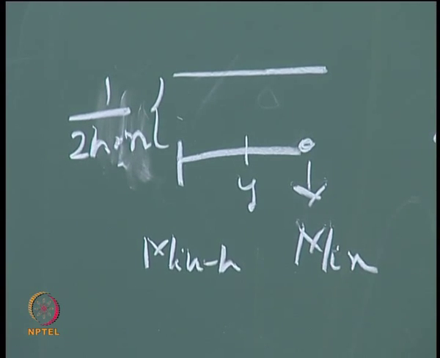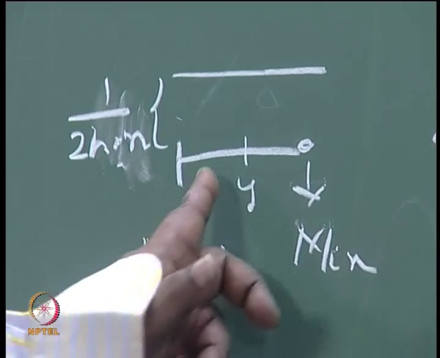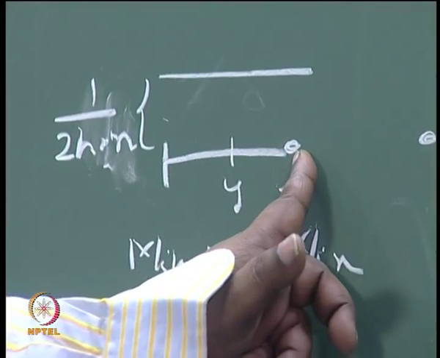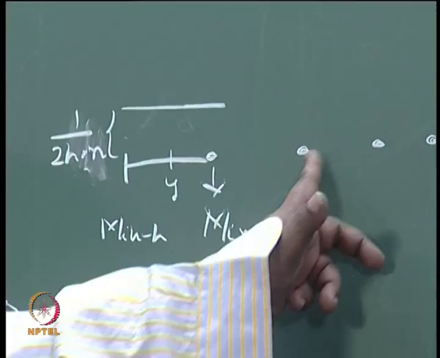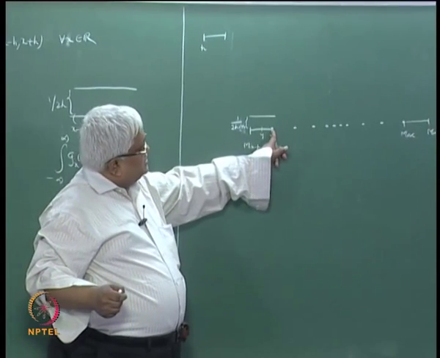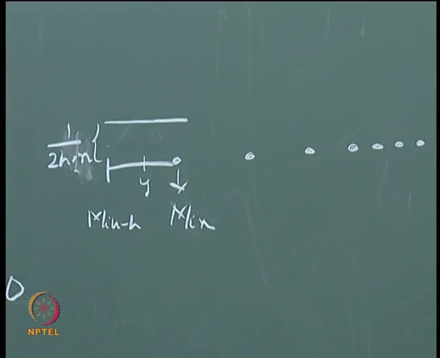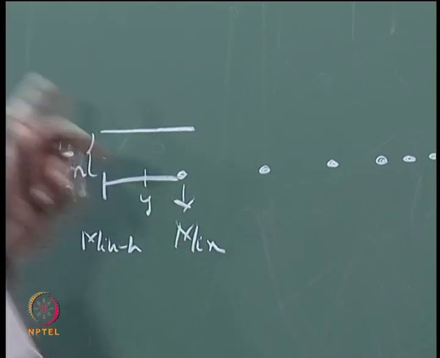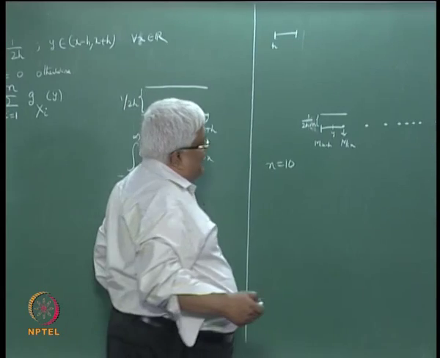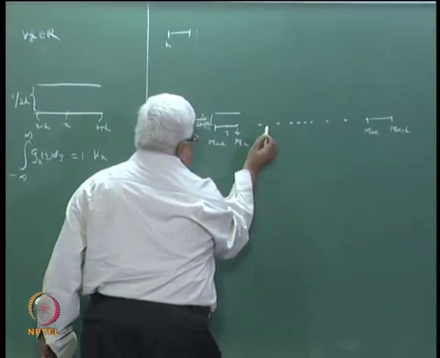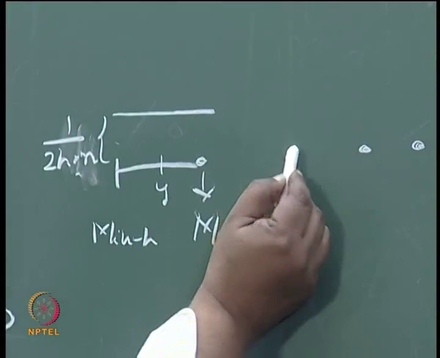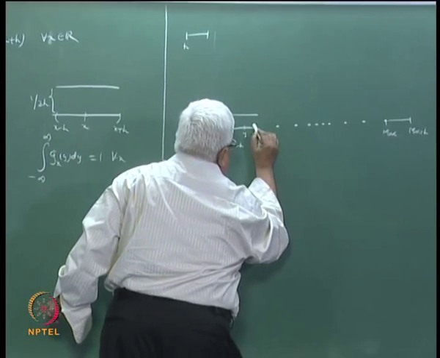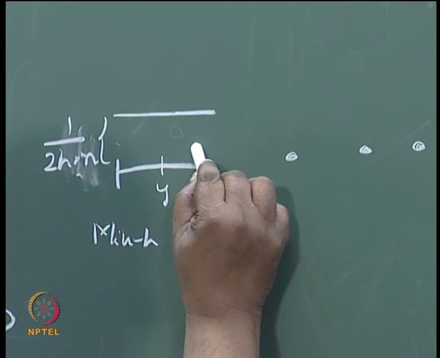Are you understanding me? I will repeat it. If you take any y here, then it is in the 2h interval of this point, but it is not in the 2h interval of any other point. So the value is 1 by 2h and there is an n here. Now let us look at this point. Let us say this h is coming somewhere here.